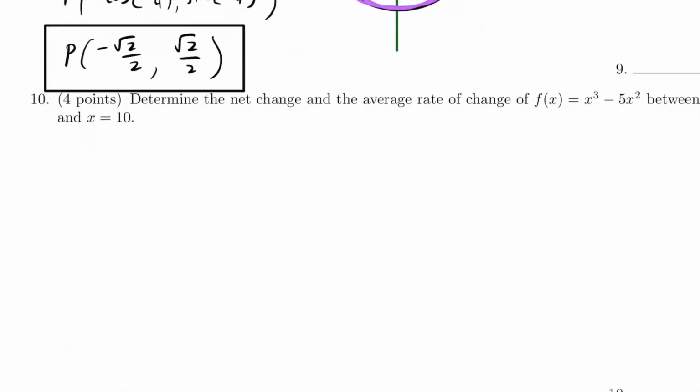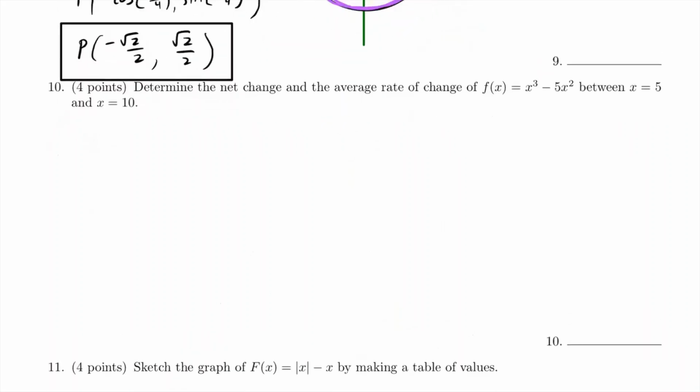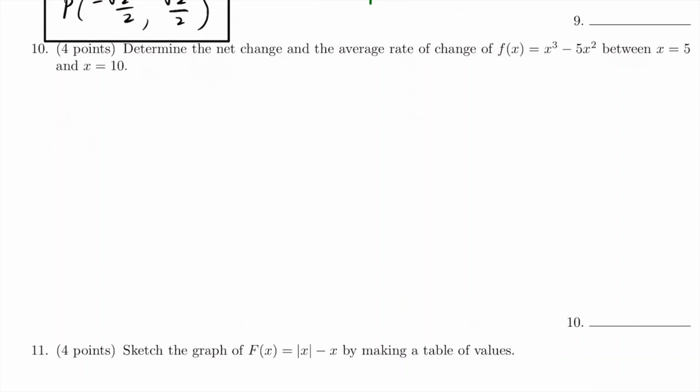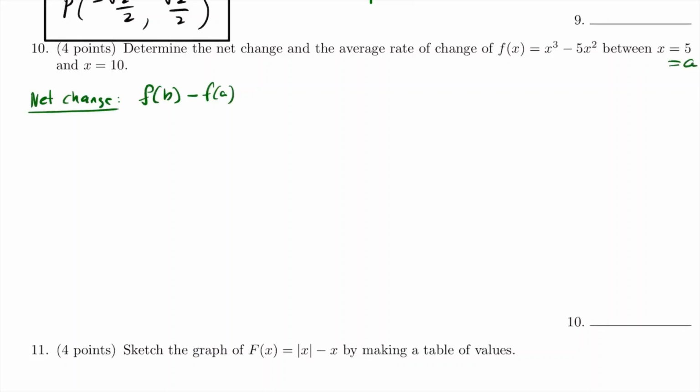All right, so here's the next problem. We want to find the net change and the average rate of change for this particular function at these given values. So let's go ahead and find the net change. So the net change is simply the formula f of b minus f of a. So this is your a, the first x value, and this is your b, the second x value. So let's go ahead and find the first x value. So we're looking for f of a, which is f of 5.